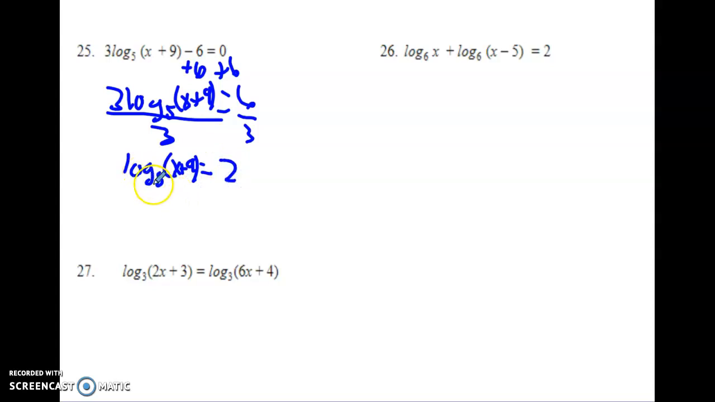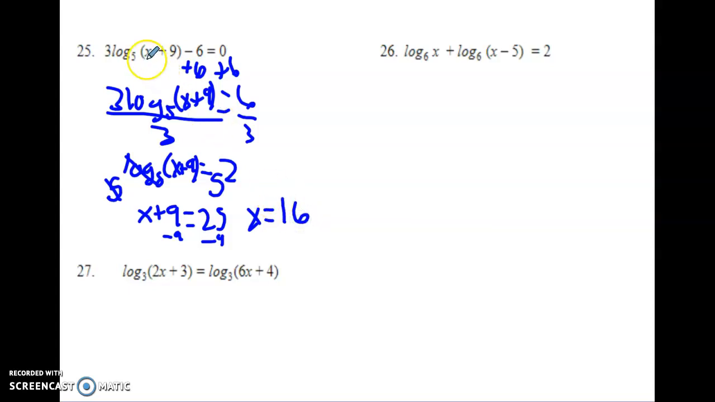Now to get rid of that log base 5, I know that to get rid of any logs, if I raise it to a power, then the 5, log base 5, will cancel out. So I also have to do that over here. So I take 5 and raise it to the power of 2. So then I end up with x plus 9 equals 5 squared, or 25. Then I just have to subtract the 9 from both sides, and final answer is x equals 16.